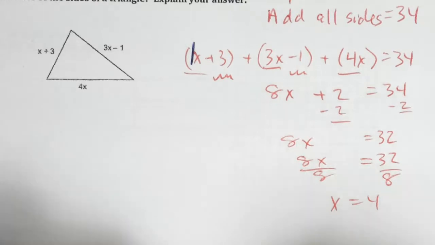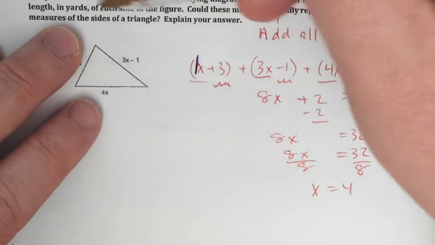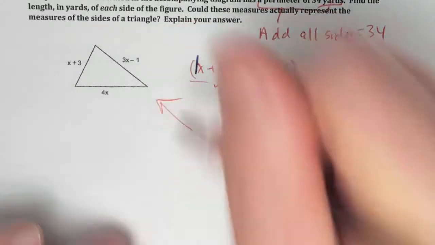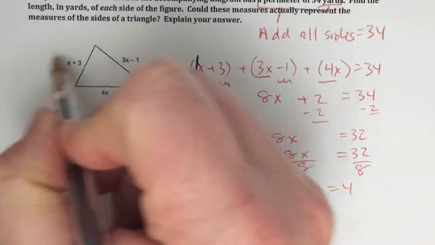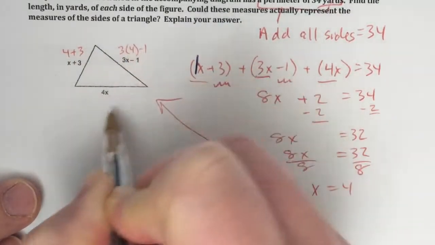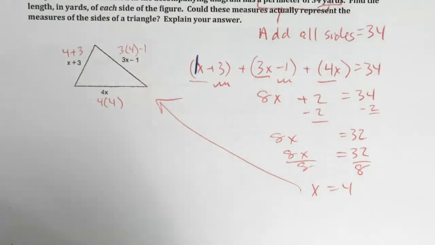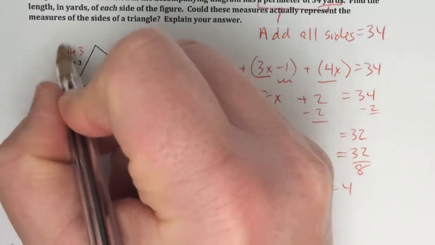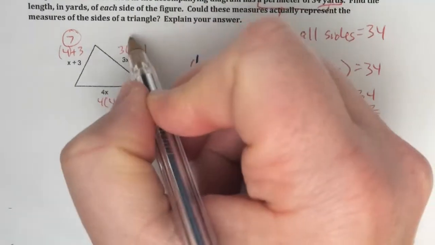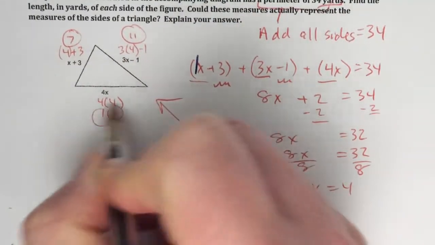All right, so now, did we answer the question yet? Did they ask us for x? No, they said find the length of each of the sides. So we have to plug this back in. I'm going to be putting 4 plus 3, and I'm doing 3 times 4 minus 1, and I'm doing 4 times 4. So basically everywhere I saw x, I'm plugging in 4. So what does that turn into? That turns into 7. That turns into 11. And that changes into 16.